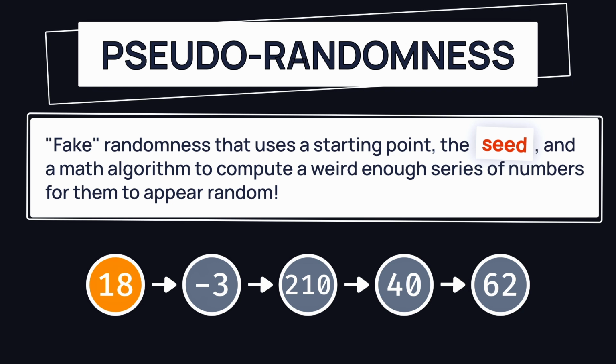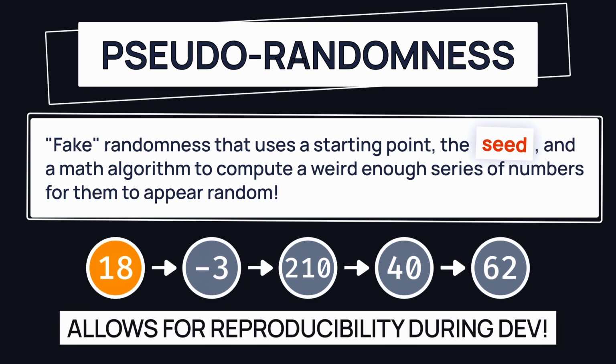Which means that if you restart from the same point, you'll actually get the exact same weird series of numbers every time, which kinda defeats the purpose of randomness, but can still be useful during development to get more controllable debug scenarios.